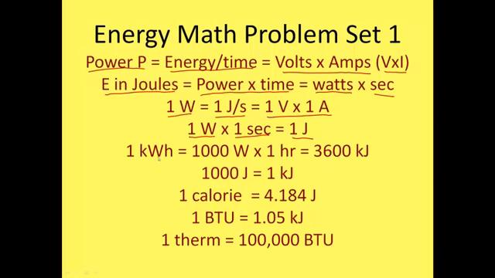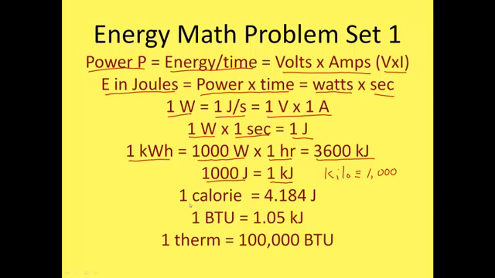So that gives us the energy use. 1 kilowatt hour is equal to 1,000 watts times 1 hour. Well, what's 1 hour? It's 3,600 seconds. So 1,000 watts, kilowatts, is going to turn into 3,600 kilojoules. Got to remember, 1,000 joules is the same as 1 kilojoule. Kilo means, by definition, 1,000.